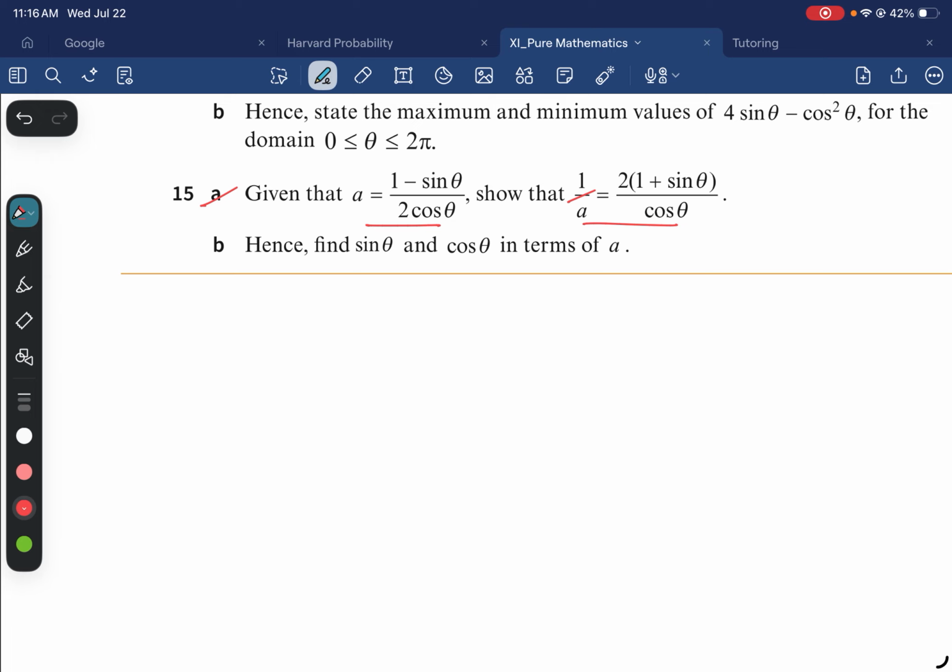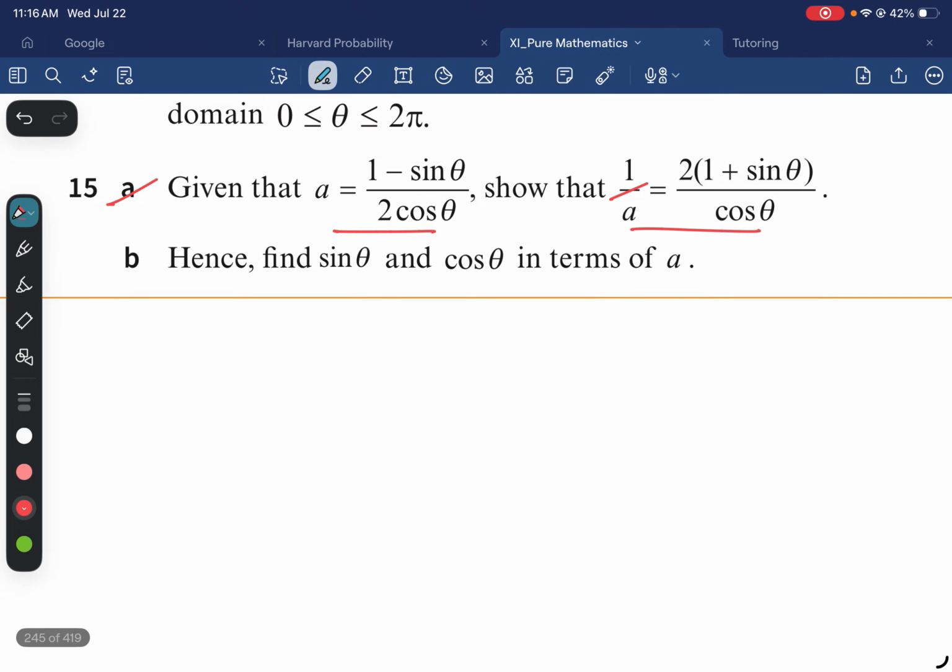All right. So B says, hence find sine theta and cos theta in terms of A. All right. So I know that from this expression, if I multiply 2 on the other side, I get 2A cos theta is equal to 1 minus sine theta. And from this one, if I multiply A here and cos theta here, I get cos theta is equal to 2A (1 plus sine theta).